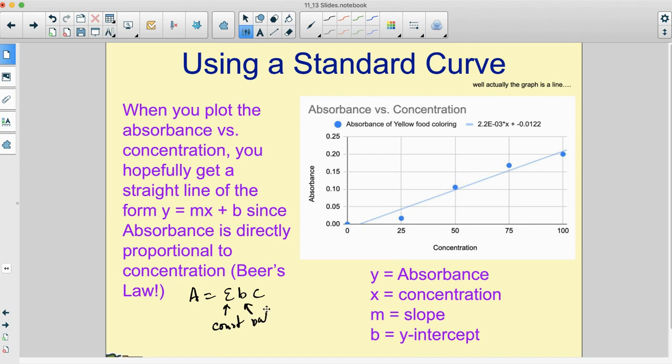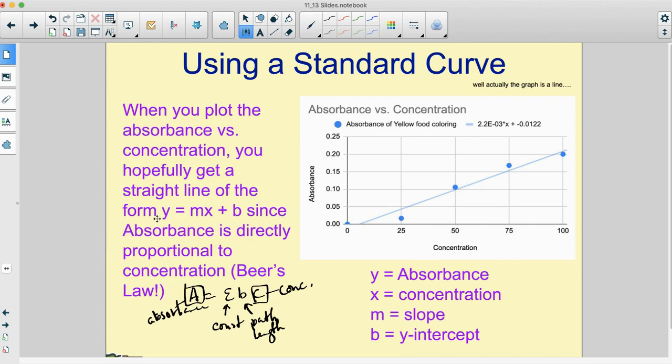This is a constant for the solution. This is the path length. Well, ideally, we don't change that. We take the absorbance reading at the same distance every time. And so this is our concentration, and our absorbance. And so you can see that the absorbance is directly proportional to the concentration. Our graph right here is just a relationship between the absorbance and the concentration. When one of these goes up, the other one also goes up.